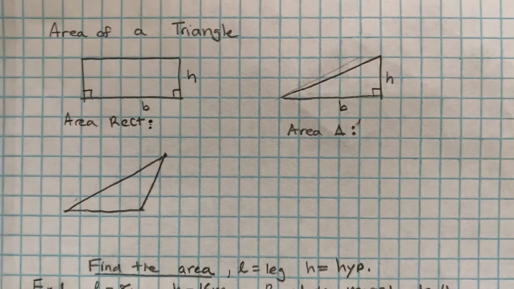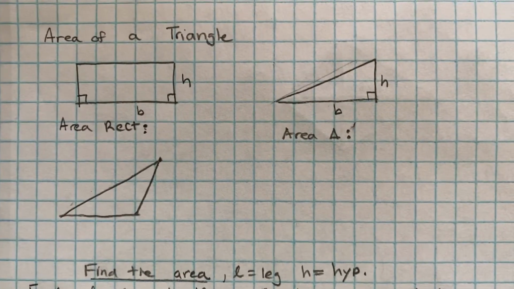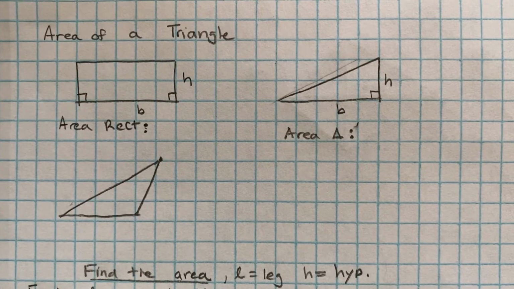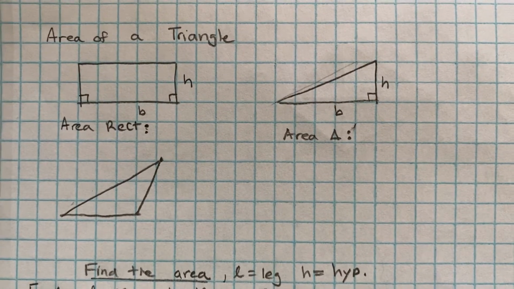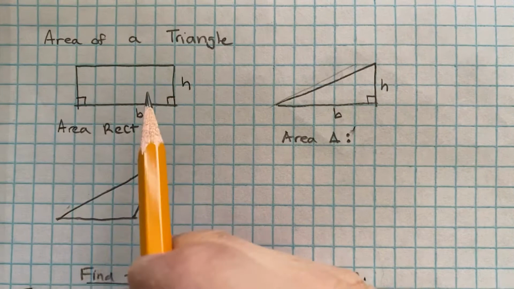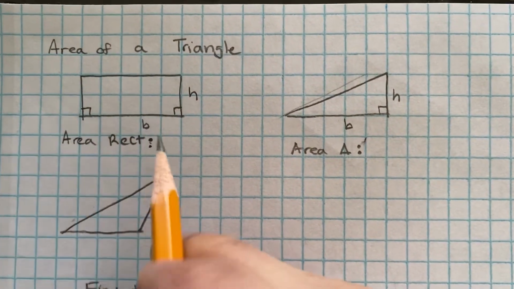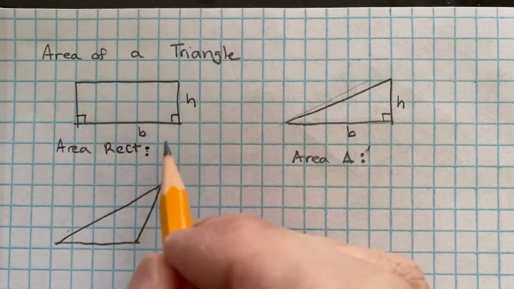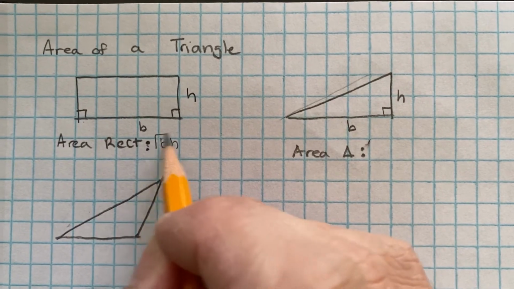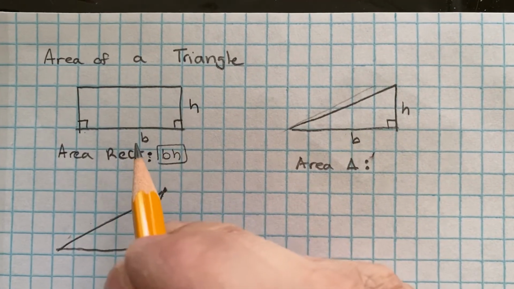Okay, so in this next video, we're going to continue on the Pythagorean theorem in the context of finding area. And so this is just a quick review of finding area, right? So finding the area of a rectangle, most of you guys know, it's just the base times the height. Okay, so the area of a rectangle is base times height.